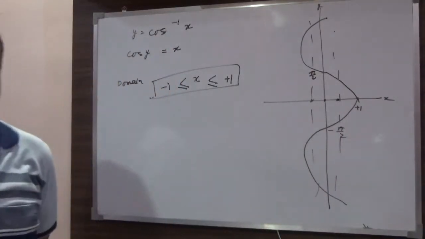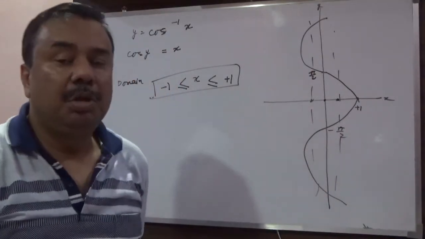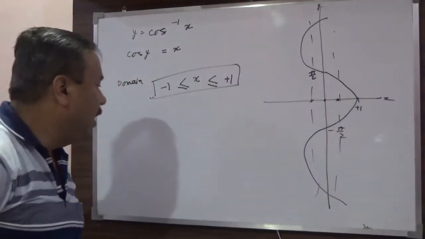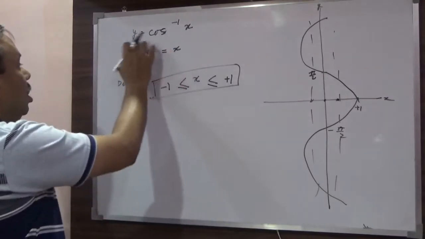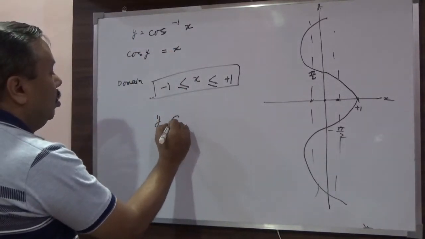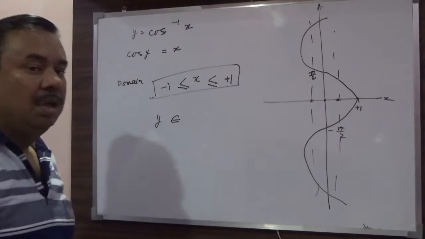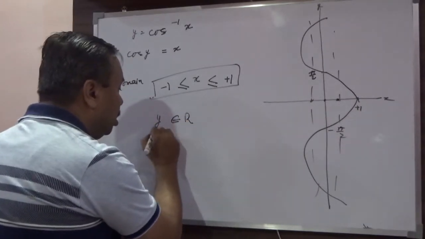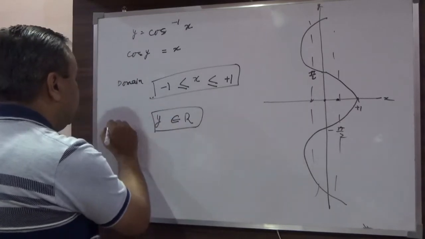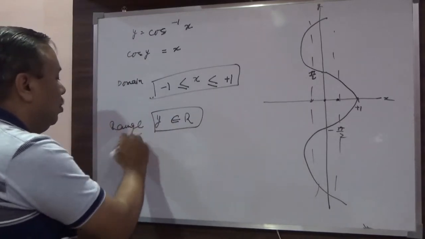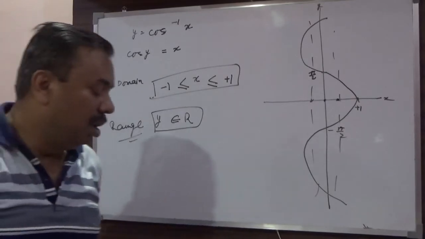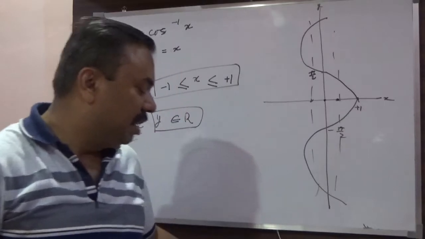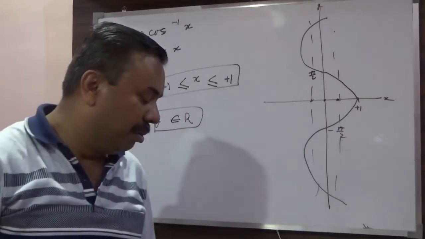Okay, so once again, just like I told you in case of sine inverse, the range of cos inverse, or y, will also belong to all real numbers. It can be, so its range is what? Set of all real numbers. Okay, the range of this is the set of all real numbers.